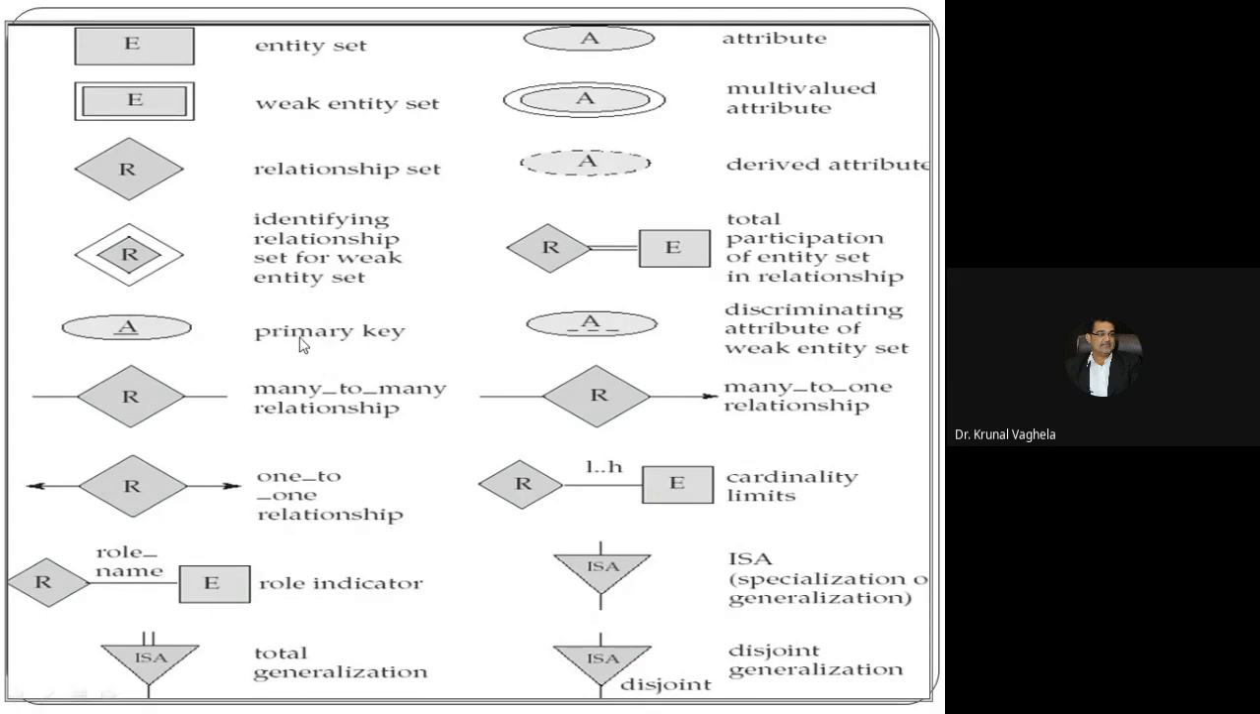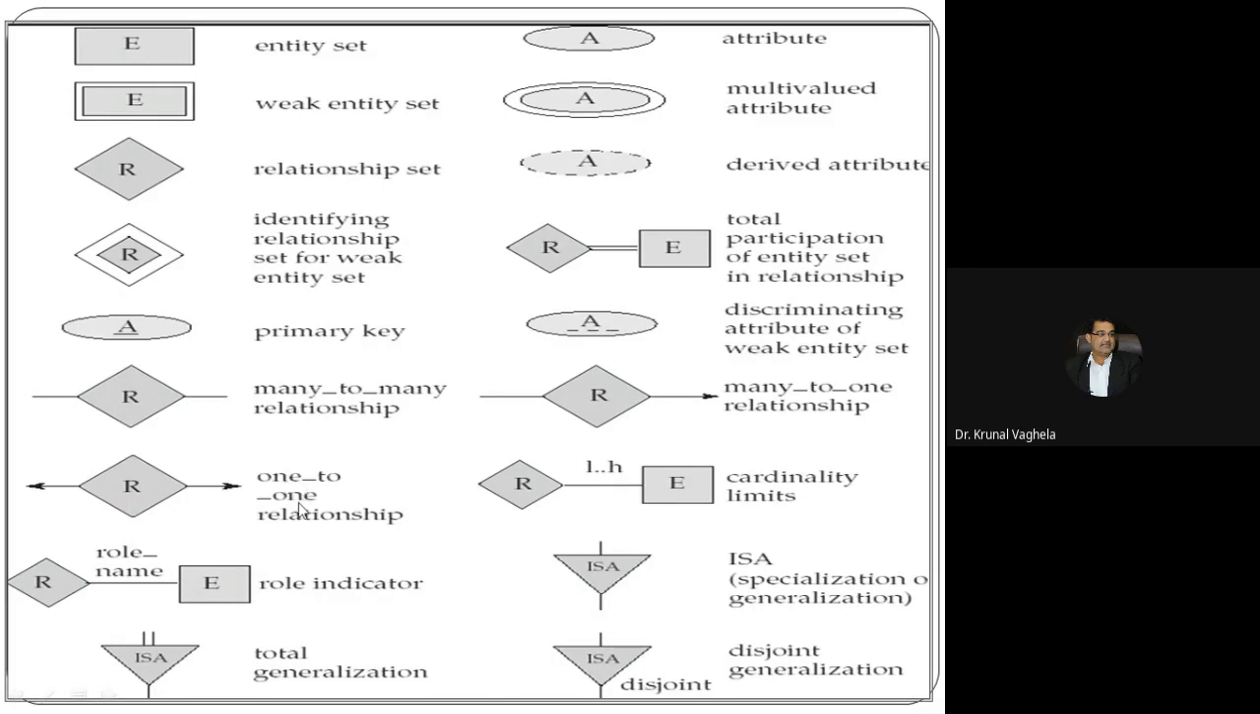How to represent primary key? This one, underline. Now what is primary key? That will come later on. Now how to represent many to many? If a relationship is many to many, it is without arrow.